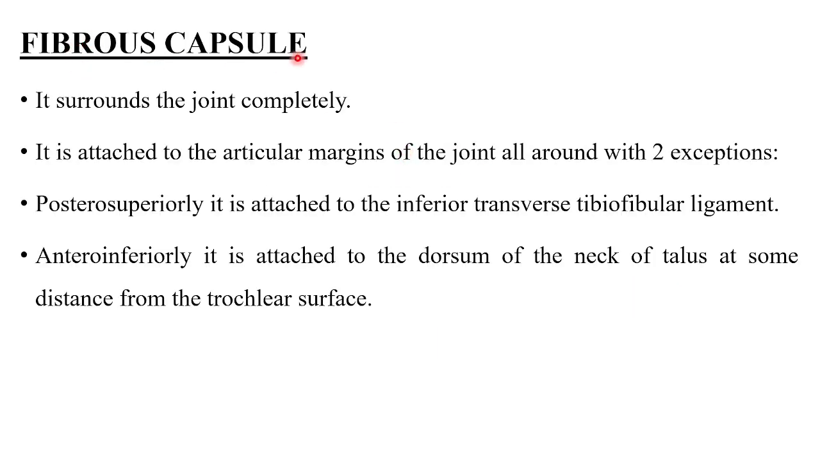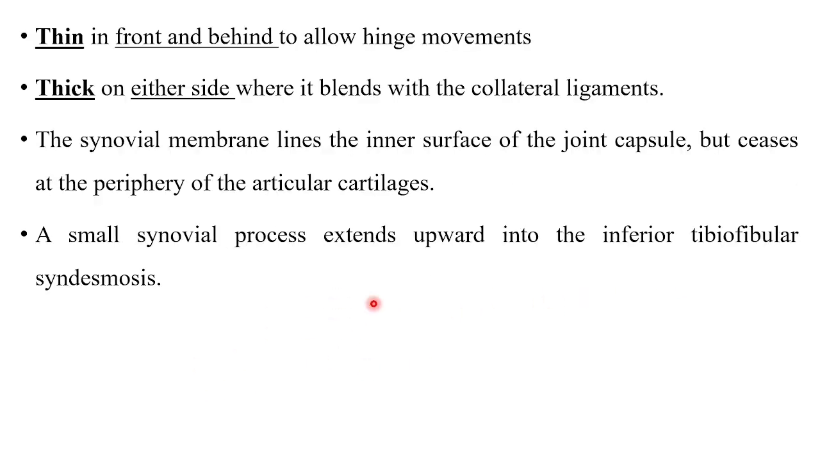So first is your fibrous capsule. It surrounds the joint completely. It is attached to the articular margins of the joint all around with 2 exceptions. Postero-superiorly it is attached to the inferior transverse tibiofibular ligament, and antero-inferiorly it is attached to the dorsum of the neck of the talus at some distance from the trochlear surface.